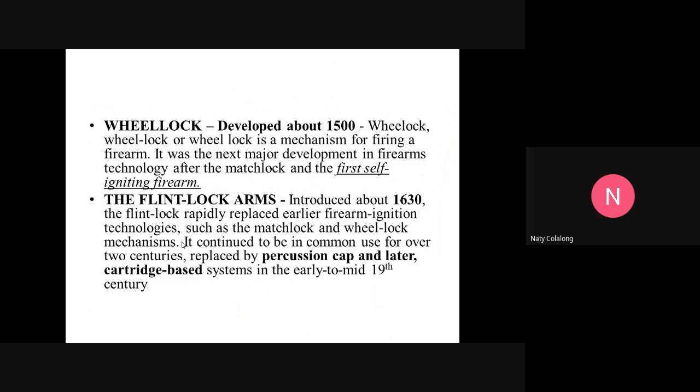Next, we have the flintlock arms. It was introduced about 1630. The flintlock rapidly replaced earlier firearm ignition technologies such as the matchlock and wheel lock mechanisms. It continued to be in common use for over 2 centuries, replaced by percussion cap and later cartridge-based systems in the early to mid-19th century.